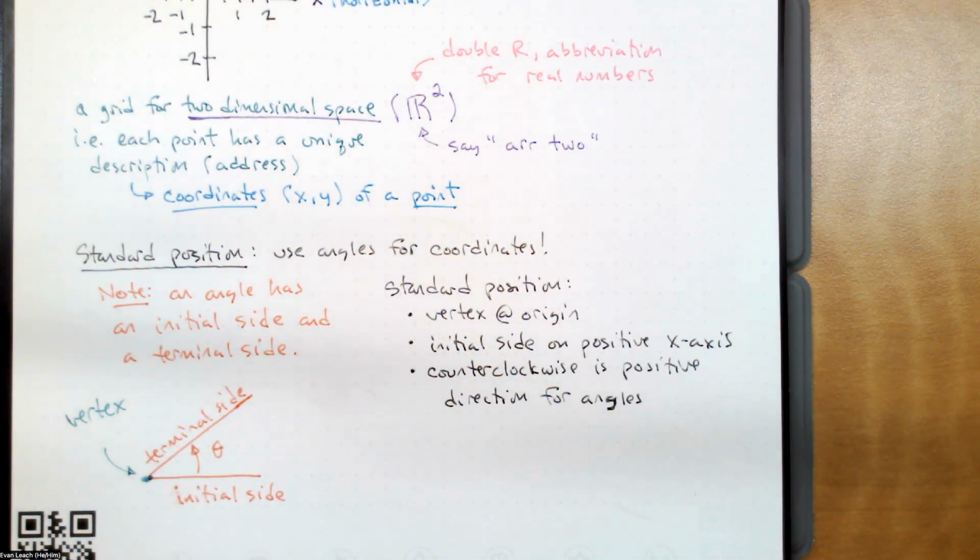So there's how standard position works. You put the vertex at the origin, the initial side on the positive x-axis, and counterclockwise rotation will be positive angles.